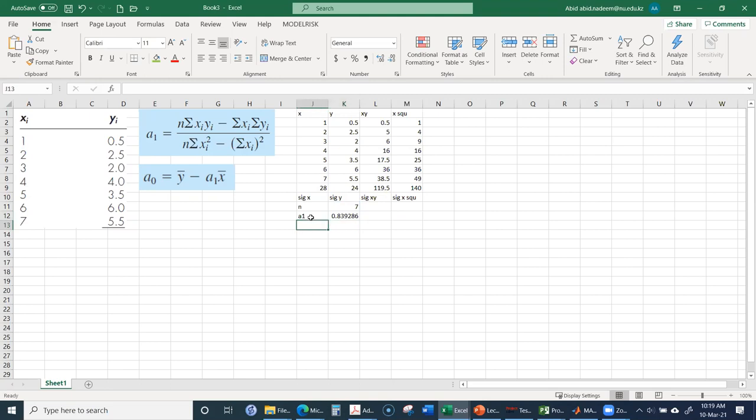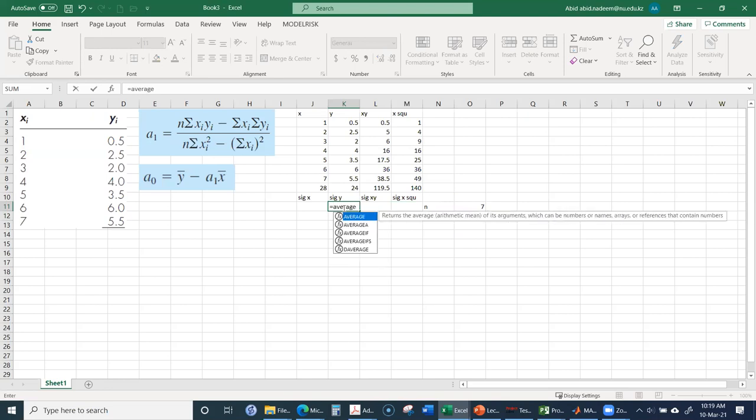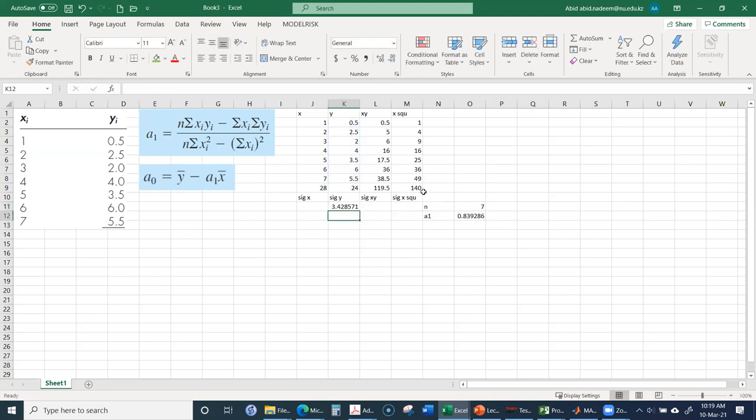So a naught is equal to y bar minus a1 x. So y bar is the average of y. So let me make a space somewhere here. I can move this here, okay? I need the average value of y. So what is the average value of y? So it is equal to AVERAGE, average value of y is this, okay? Because last were the sum values, so this is the average value of y, 3.42. So these were the sum, and then we have this value.